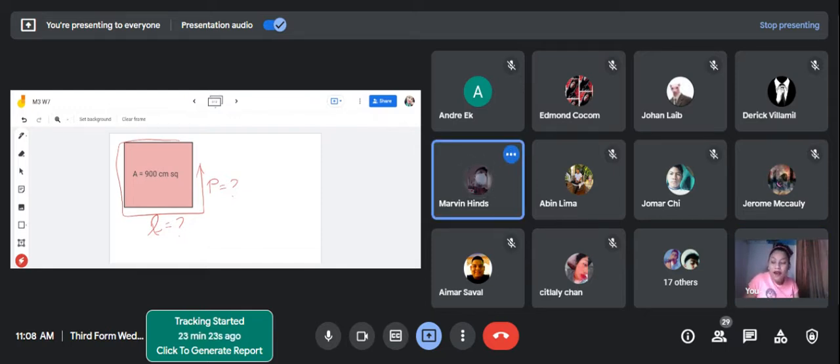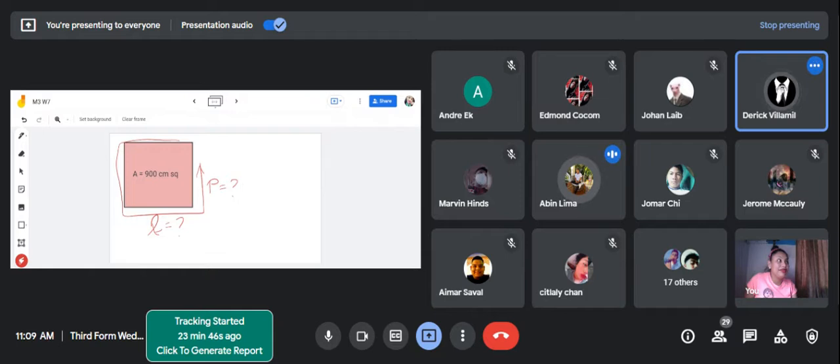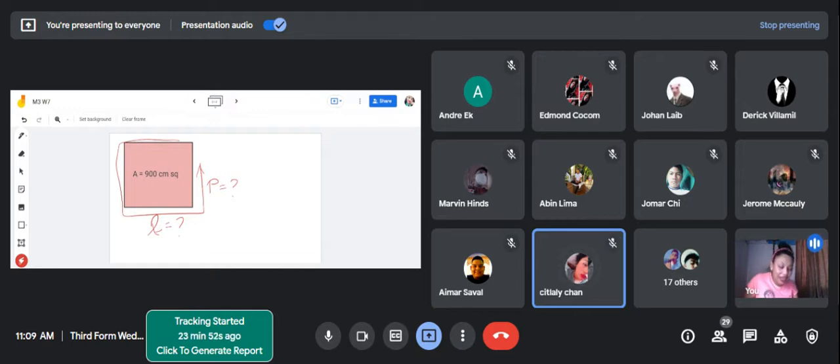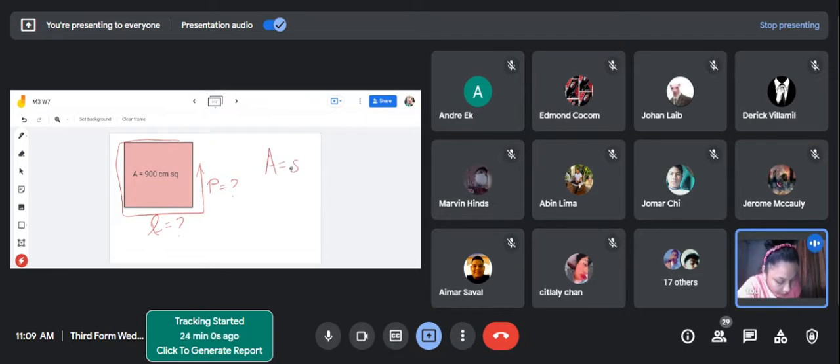Yes, miss. What is the formula for area of a square? Area equals what? Length times width. Length times width is for a rectangle. Area is equal to side squared. Area is equal to side times side. So that is the formula that I'm going to be using. Area is equal to side squared, right?